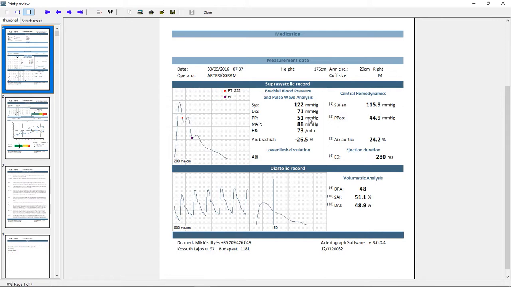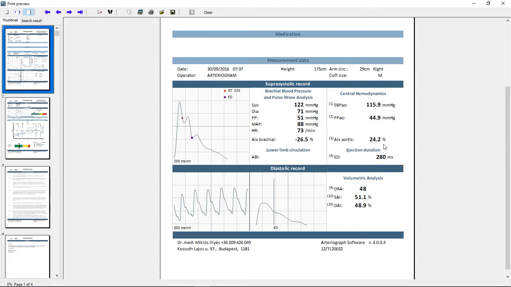It is related also to the pulse pressure, as I have mentioned. This is the difference between systolic and diastolic pressure, and is called the pulsatile element of the blood pressure. The pulse pressure in the brachial artery was 51 mmHg, and in the aorta was only 44.9 mmHg, thus physiologically lower. Indeed, there is a so-called physiological pulse pressure amplification from the aorta towards the peripheral arteries.